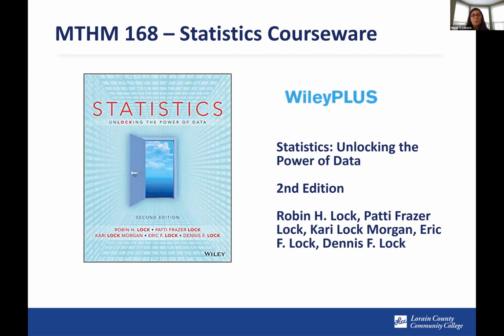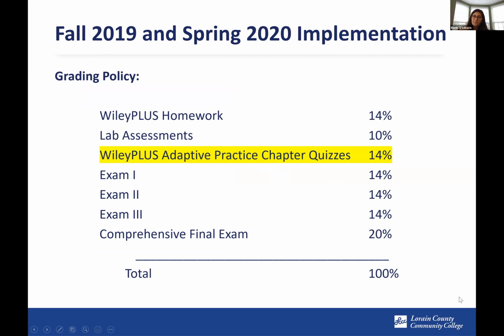My colleague, who is the coordinator of the course, found out that there is adaptive courseware that goes along with it, which comes at no extra cost for the students. The adaptive courseware has 5 chapter quizzes that we implement at the very end of each chapter. And so the students have to complete 5 chapter quizzes, and this accounts for 14% of their final grade at the end of the semester.